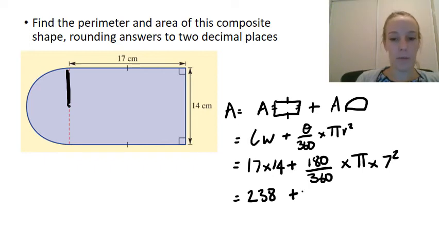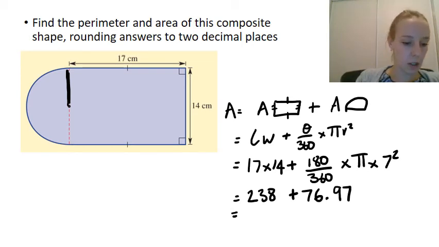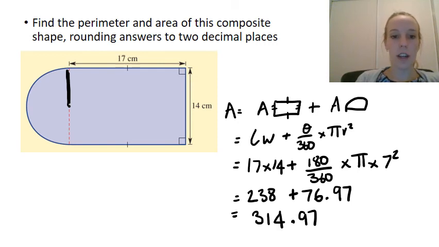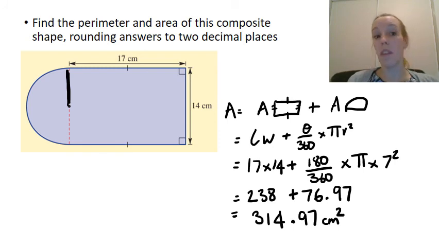So the area of our semicircle is 76.969020001. We're going to round that. 76.969 rounds to 76.97. So we're rounding that up. Add that to the area of our rectangle, and our answer is 314.97 centimeters squared, because we're dealing with area there. And that's the end of the video. Any questions at all, make sure you come and ask me.